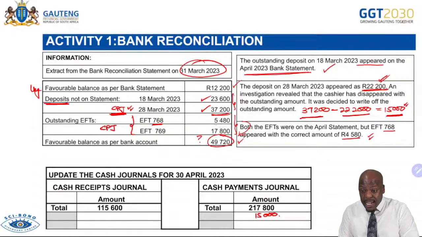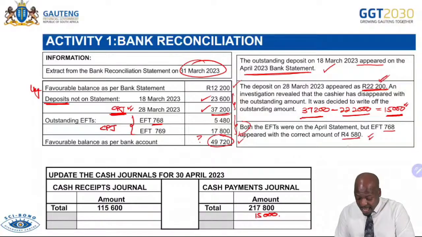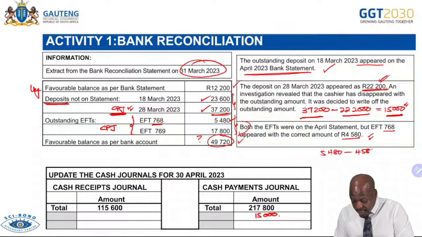So we had recorded in the cash payments journal 5,480, but we are told now it has appeared with the correct amount of 4,580. So we get the difference between the 5,480 and the 4,580.